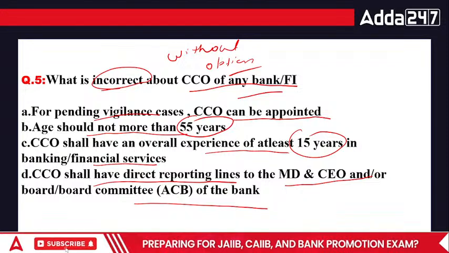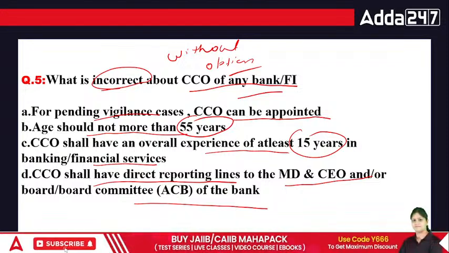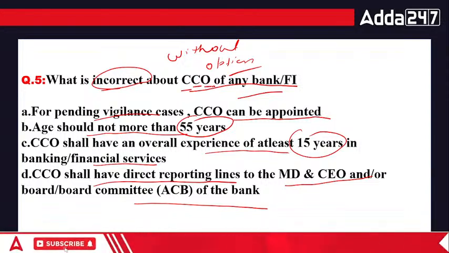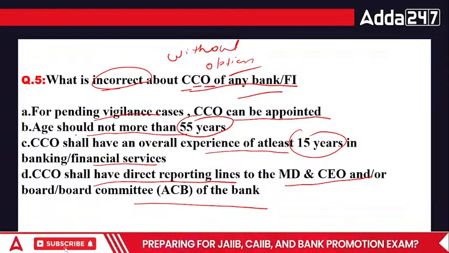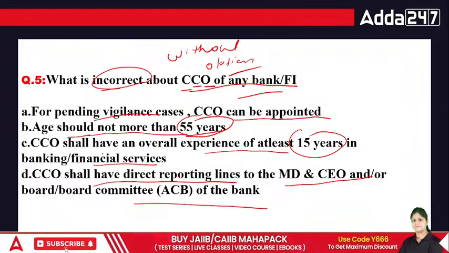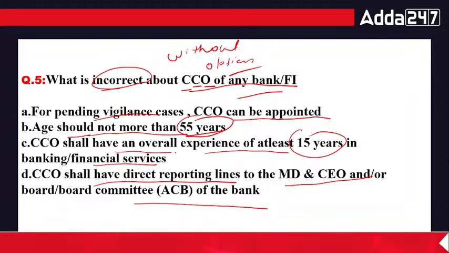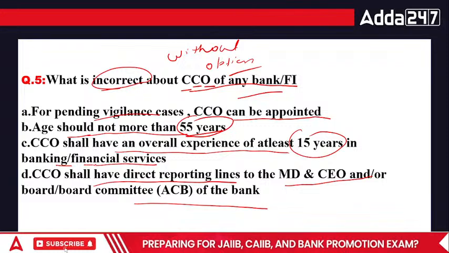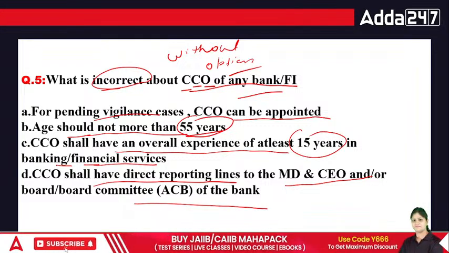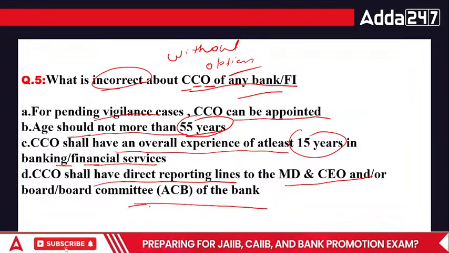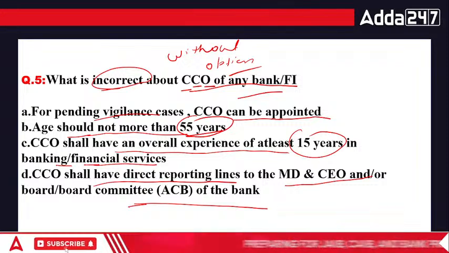Okay? So the first is for pending vigilance cases, CCO can be appointed, that's Chief Compliance Officer. B is age should not be more than 55 years, right? C is CCO shall have an overall experience of at least 15 years in banking and financial services, and D is CCO shall have direct reporting line to the MD and CEO or audit committee board of the bank. Tell me which one is the incorrect.